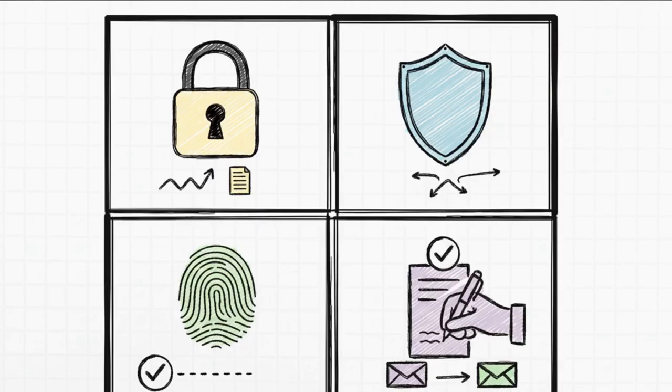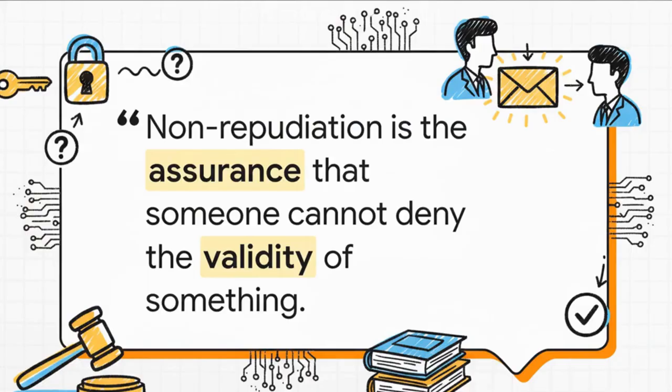Let's zoom in on that one. Now, non-repudiation is super important, especially for the CEH exam, because this is where the tech hits the real world, even the legal world. It's all about undeniable proof. It answers that critical question: can you prove without a shadow of a doubt that someone sent this message and they can't just deny it later?